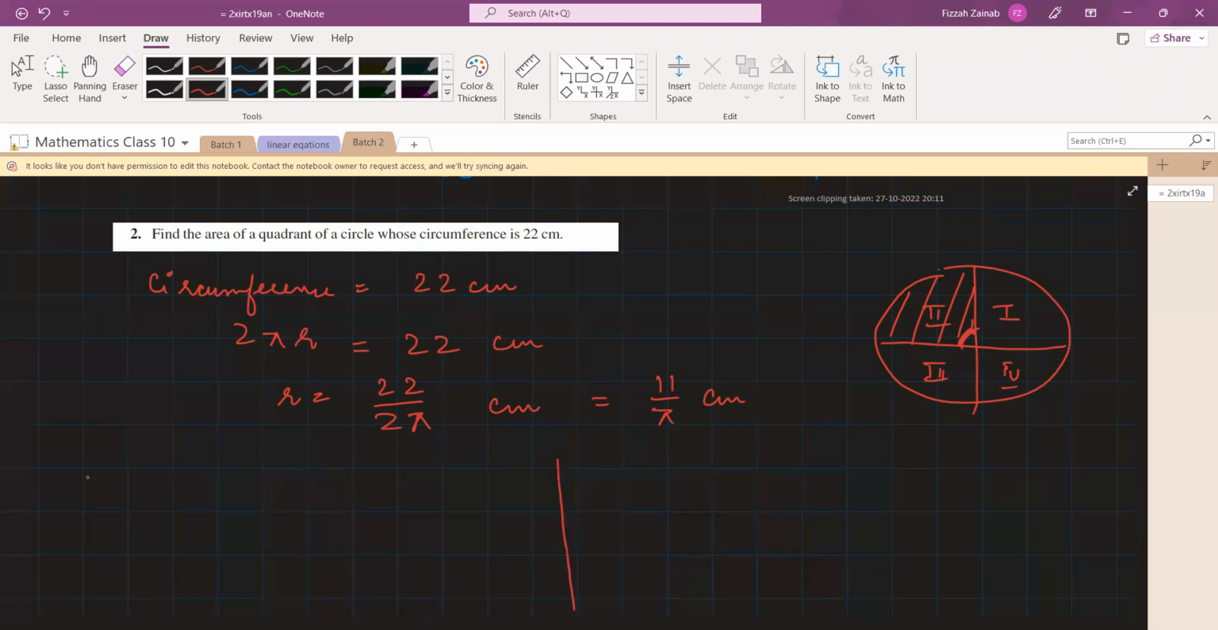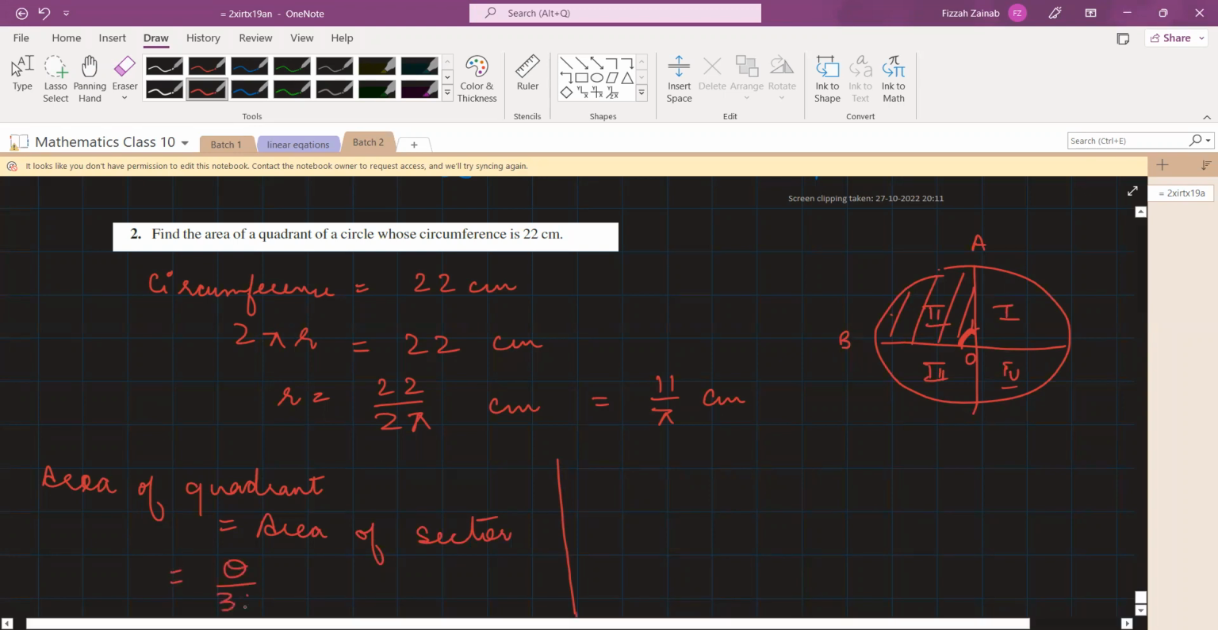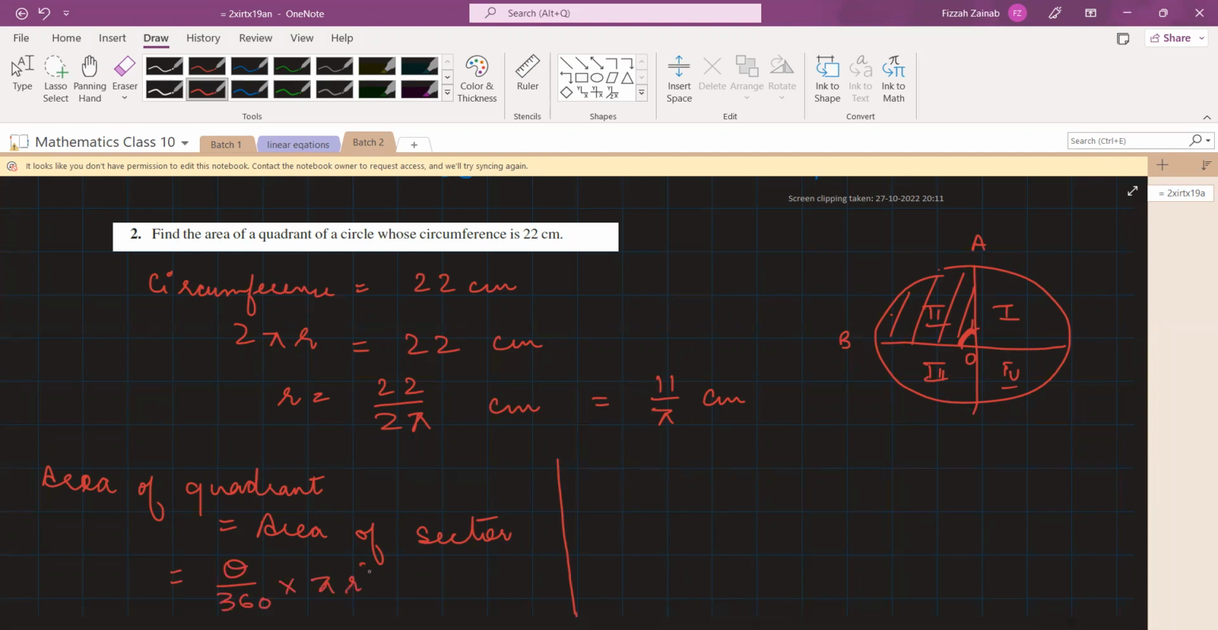Okay, now you can do this by 2 methods. Either you consider it as a sector. If I call it A, B, O like this, area of quadrant is actually equal to area of sector. So quadrant is nothing but one of the sectors of the circle. Clear? The formula is theta by 360 into pi r square.